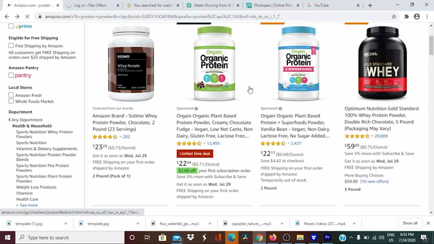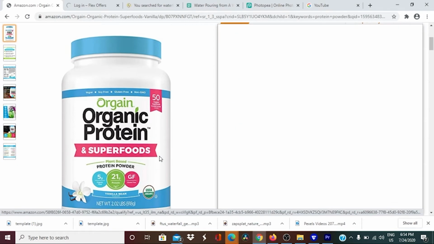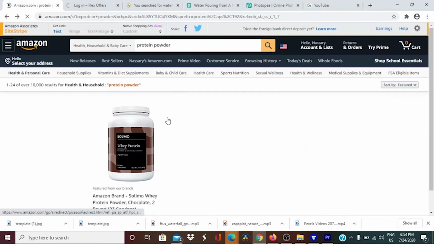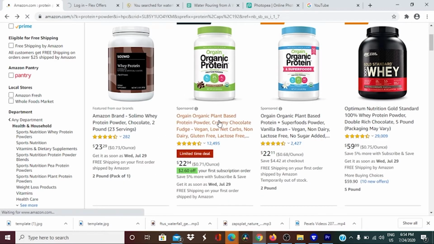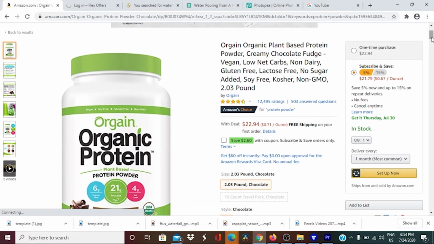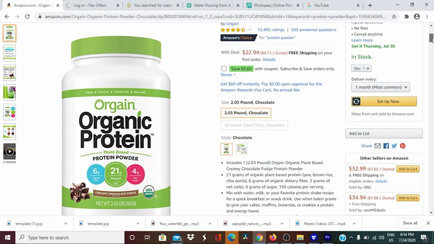So this one is gluten free, and this one has fewer carbs. I went to the same one. This one has 4 grams of carbs, and it's non-GMO, non-genetically modified. So it's a good product. So we can choose to do any, really.